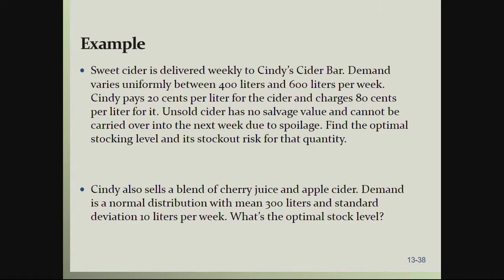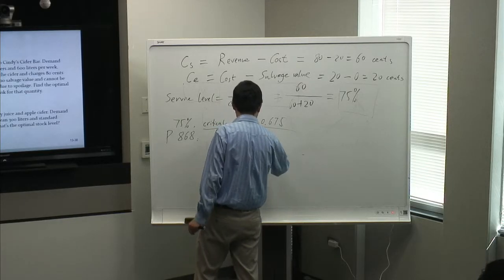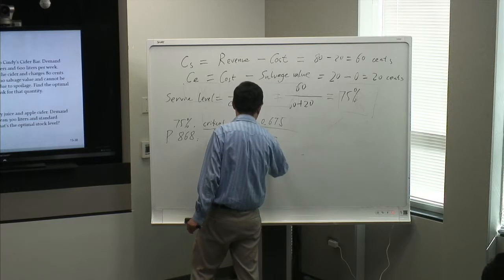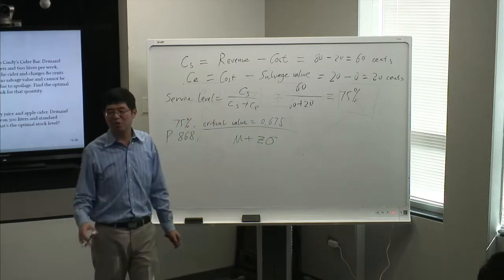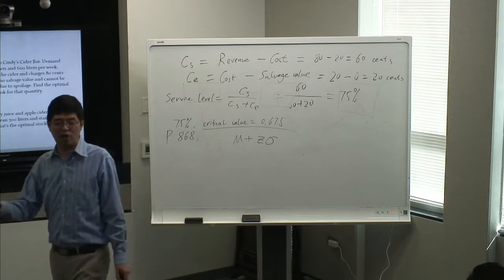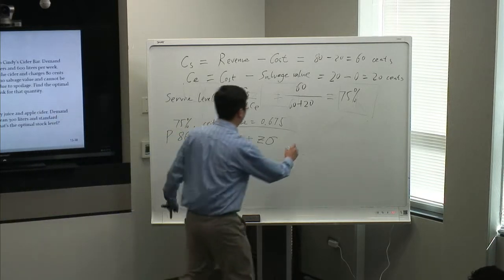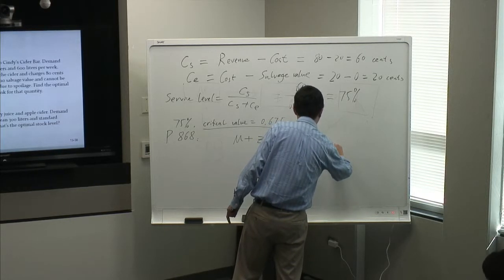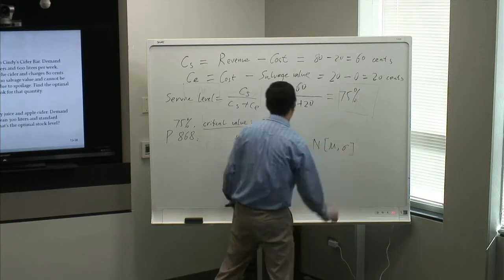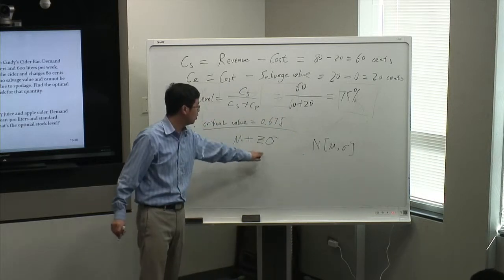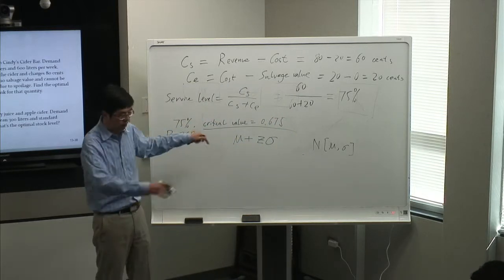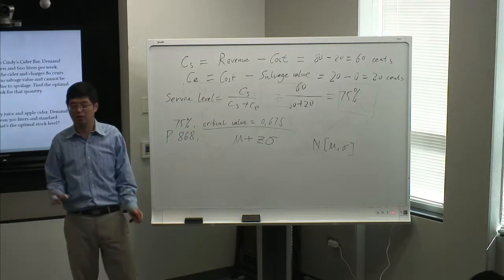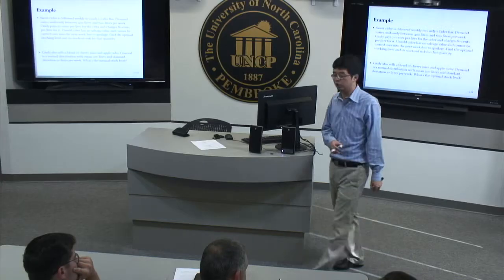So mu is the mean plus z, the critical value, times sigma, which is the standard deviation. This will give you the critical value for the distribution that follows the normal distribution with mean mu and standard deviation sigma. So if your mean is mu and standard deviation sigma, you use this formula. Instead of just using 0.675, you should get the critical value for this normal distribution.